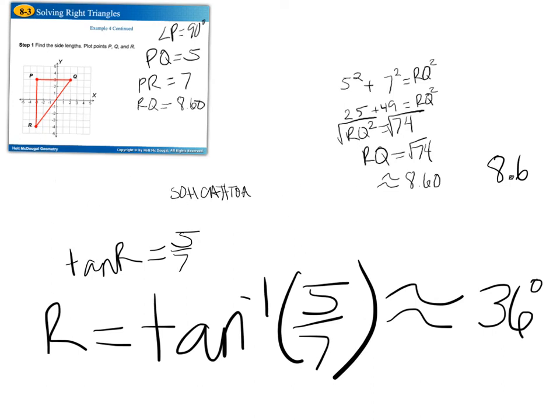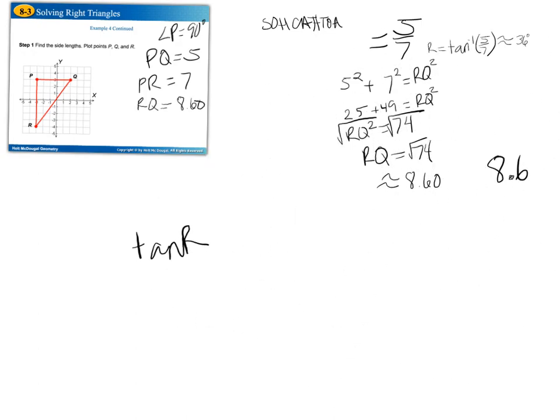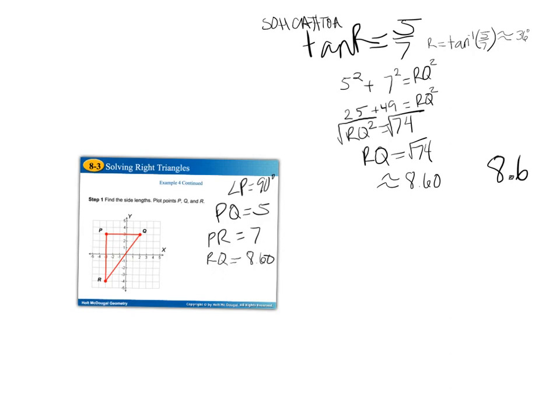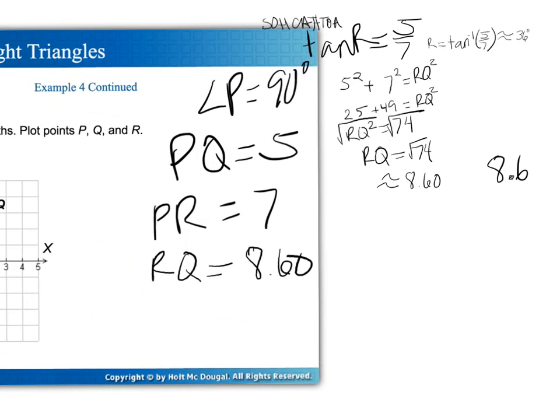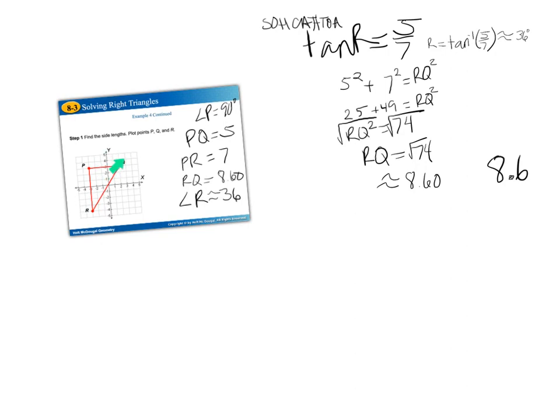All right, so I've got one more piece of information. I know angle R is about 36 degrees. All right, now, again, you have the choice of doing another tangent, cosine, or sine here, or you can just say that this is 90, this is 36. So take those all the way from 180, and angle Q has to be about 54.